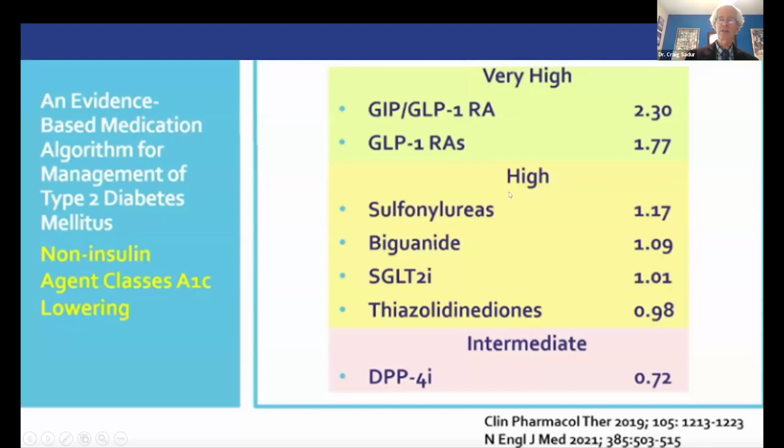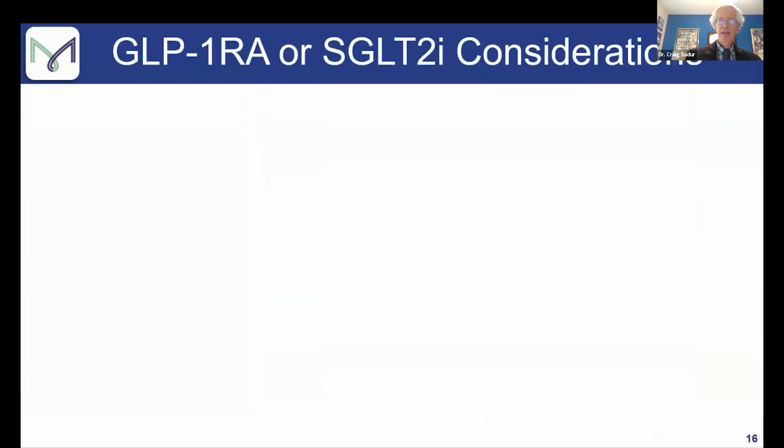And the ones that are almost as good, sulfonylurea, biguanide, that's metformin, the SGLT2 inhibitors, thiazolidinedione, that's pioglitazone, roughly 1%. So if you have a patient who has, let's say, an A1C of 8%, you're trying to get it down to 7%, these may be all you need. But insulin is always in the background as the most effective.